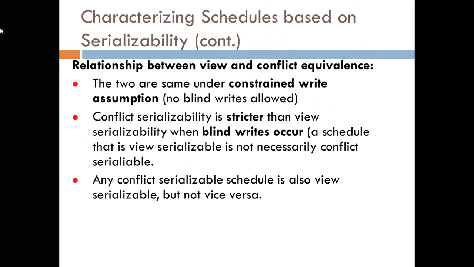So the relationship we can establish between view and conflict equivalence: the two equivalences coincide under the right assumption. If there are no blind writes, then we can say it is conflict equivalent. No blind writes are allowed. So conflict serializability is stricter than view serializability when blind writes occur. A schedule that is view serializable is not necessarily conflict serializable, but the opposite is true. If a schedule is conflict serializable, then it is also view serializable.